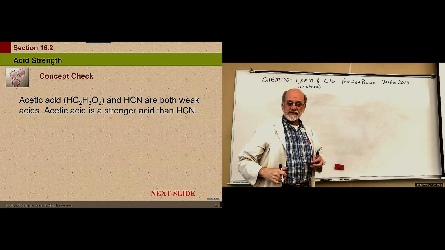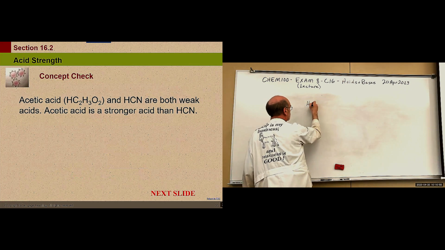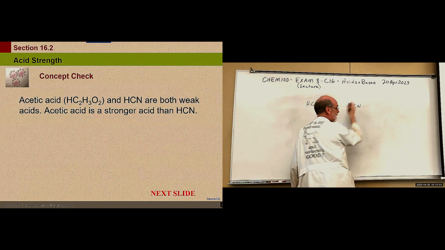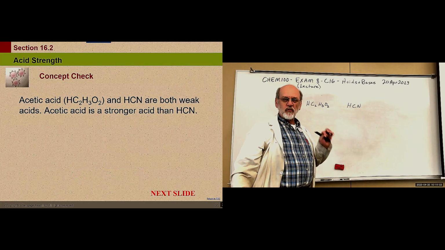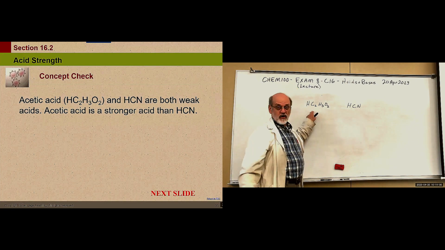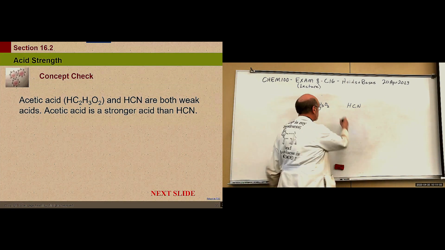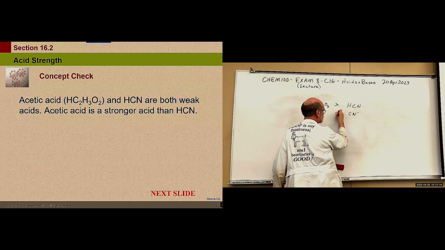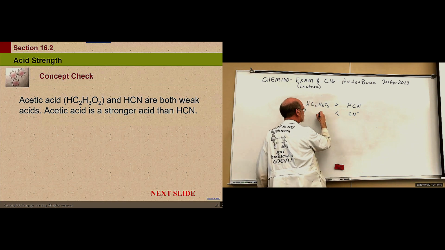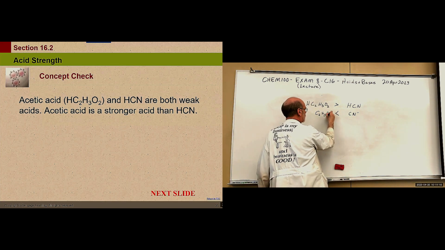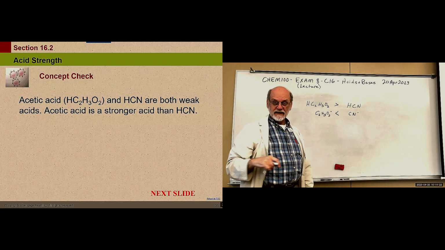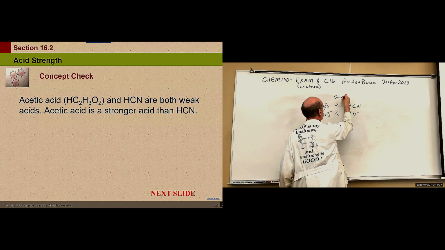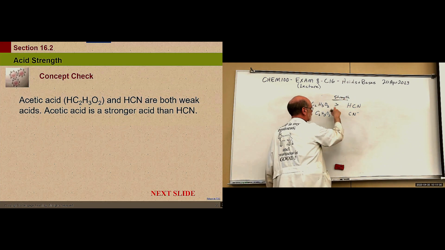Let's say we have two acids, acetic acid and hydrocyanic acid, I believe. They're both weak acids, but this is a stronger acid than this one. So if this one's a stronger acid than that one, then this should be a stronger base than this one. Right? And this is not greater in concentration. This is strength. That's what that means.